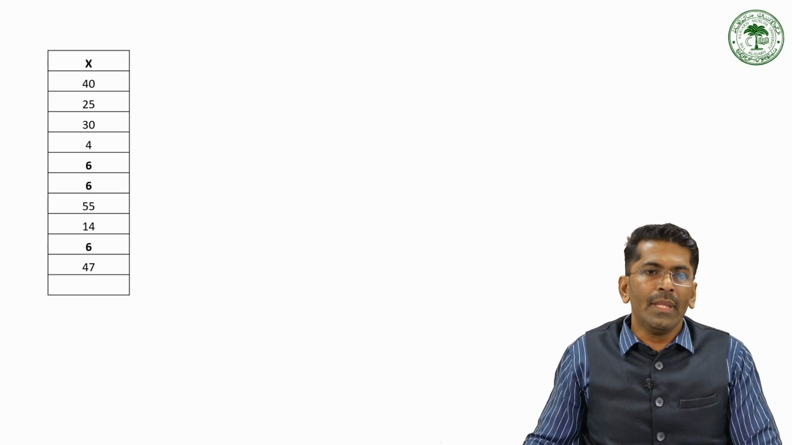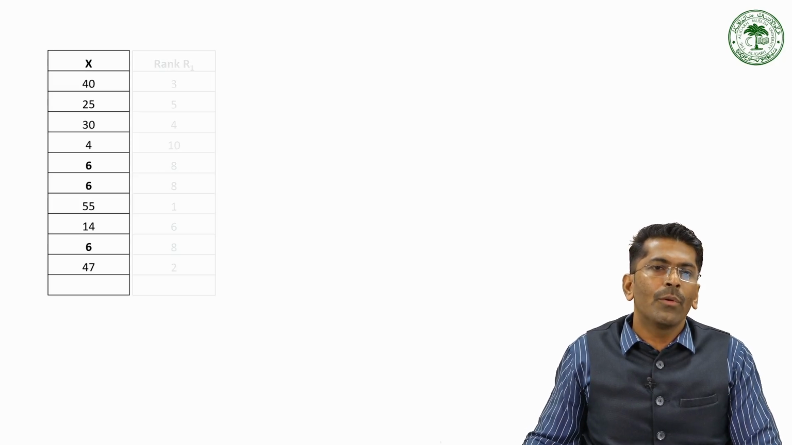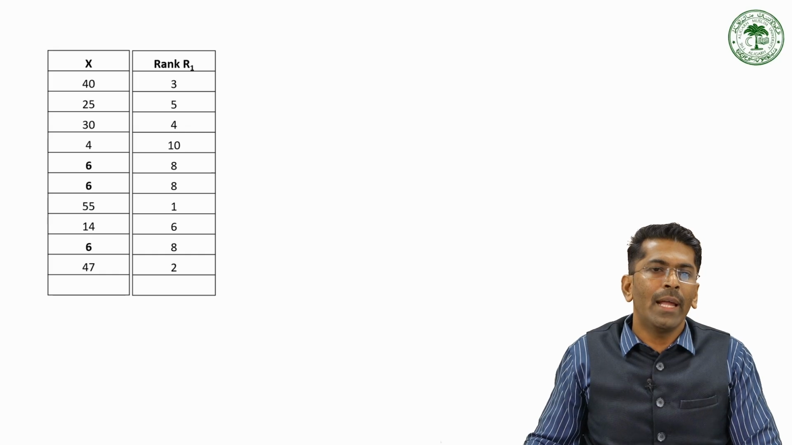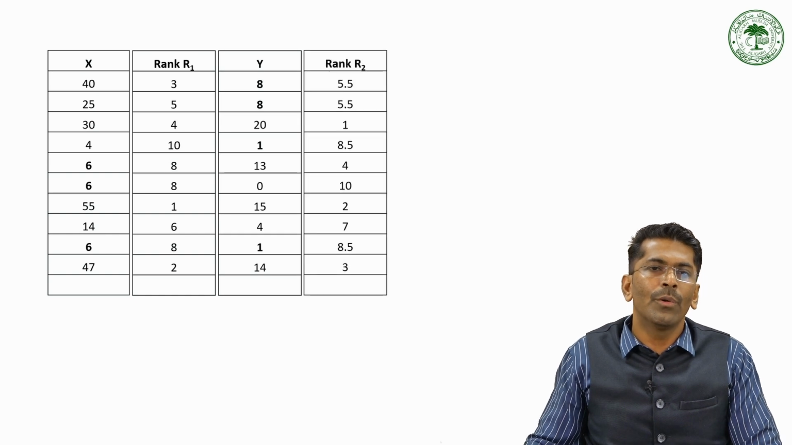Now, since the variable X is already given here, first we are going to rank it. The highest value gets the first rank, so 55 is denoted as 1, followed by 47 which is 2, then 40 which is 3, then 30 which is 4, and so on for the remaining ranks of the variable X. For the variable Y also I am going to rank. The highest value here is 20, so it is given the first rank, followed by 15 which is 2, then the third one which is 14.